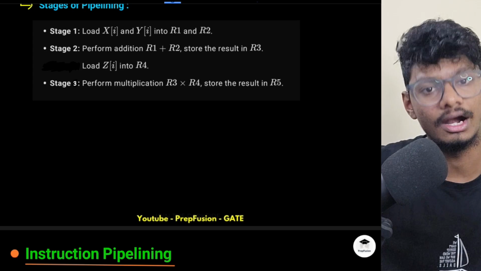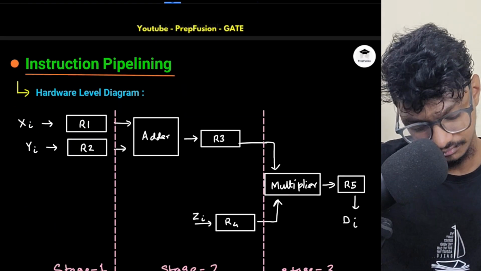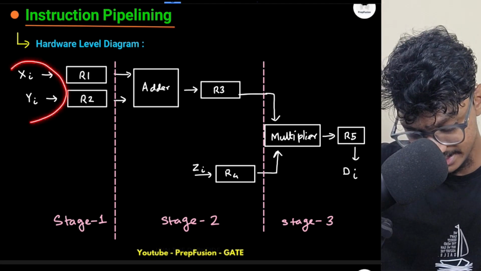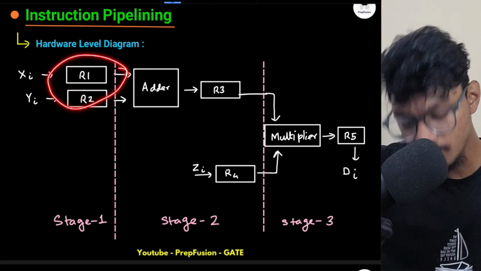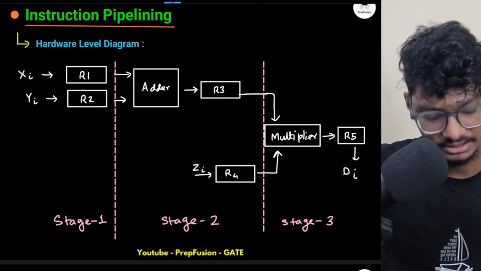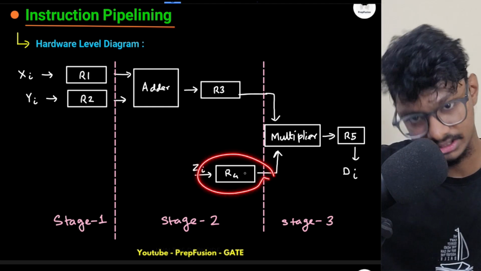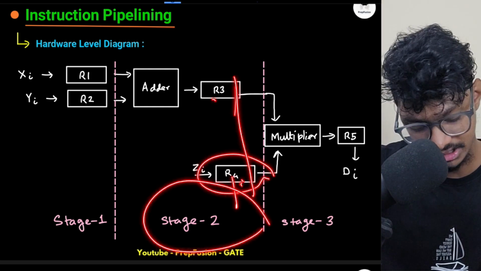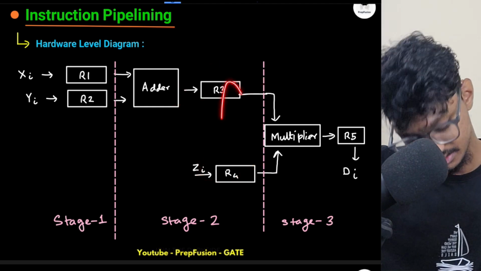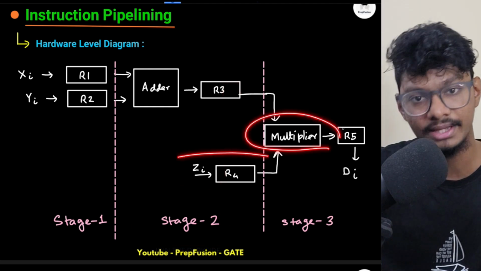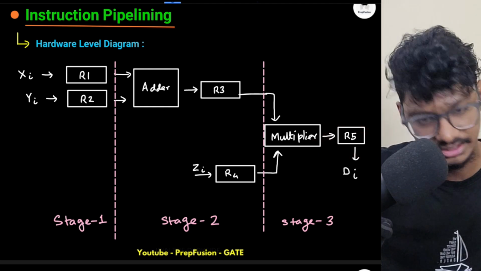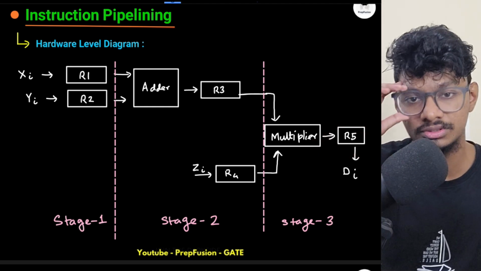So what is happening at the hardware level? This is the hardware diagram actually. First my xi and yi will get loaded into R1 and R2. Then I will have an adder, and the result of the adder will be stored in R3. Storage of the value of Zi in R4 and getting the result in R3 happen simultaneously in stage 2. Then finally I pass it through a multiplier at the final stage, and the result is stored in R5. Then obviously that is my DI. I hope you have understood the hardware level diagram.